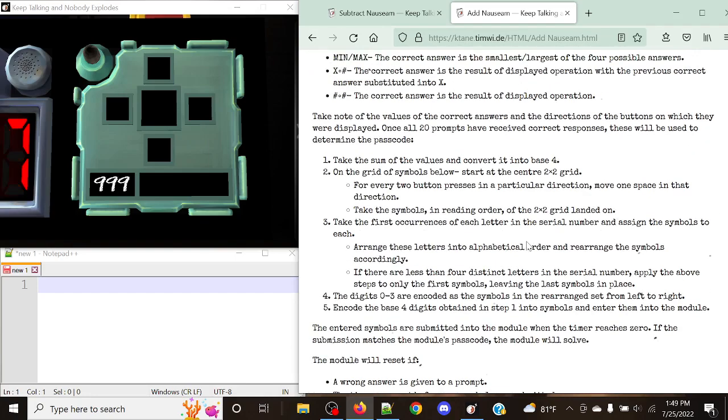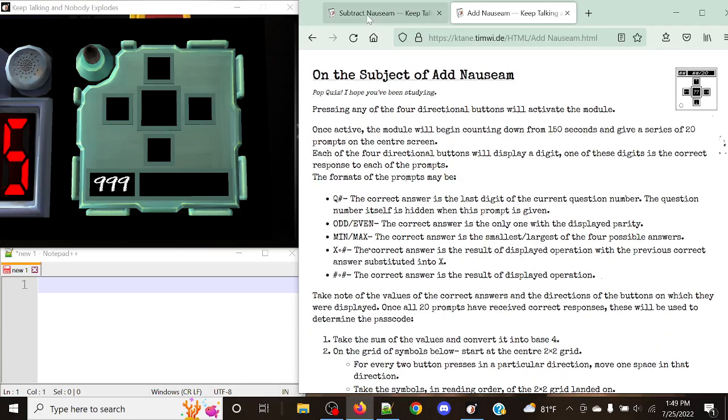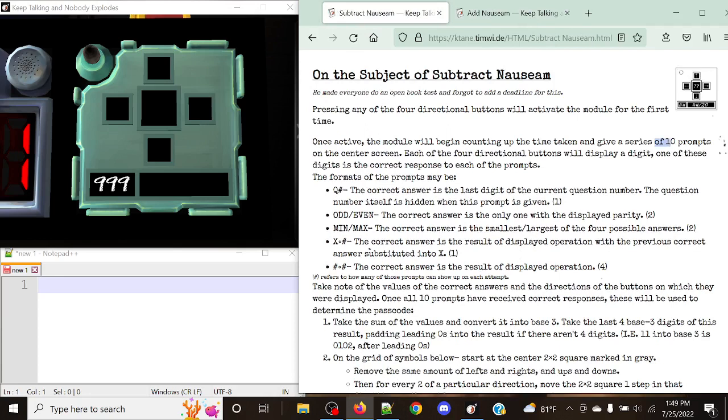But now, a couple things have changed. Number one, you don't need 20 prompts anymore. It's only 10 of these prompts, and you will begin, and the module will begin counting up the time taken instead. So there's no limit to how long you can go for this module. And honestly, this module itself is fairly simple to do.